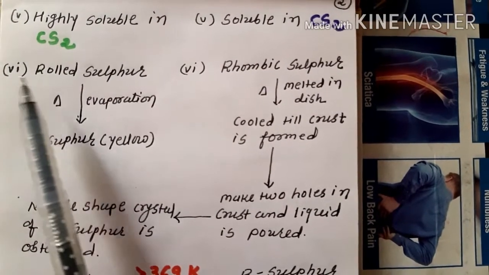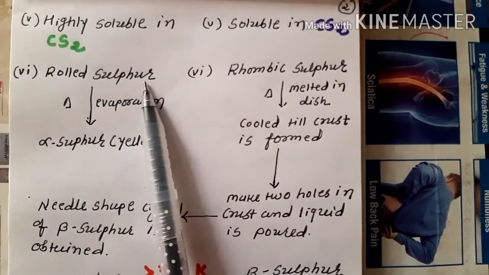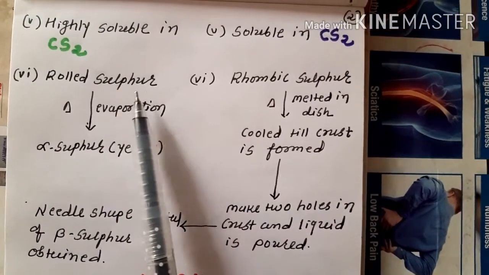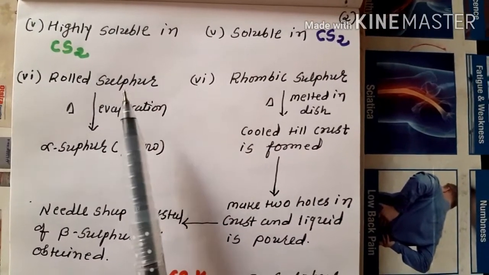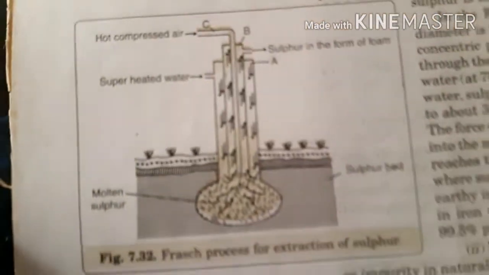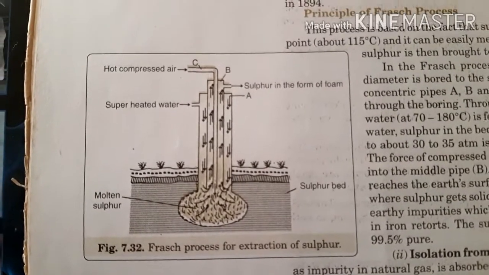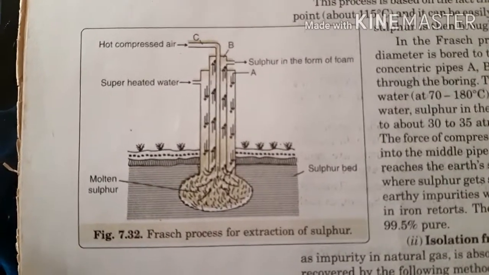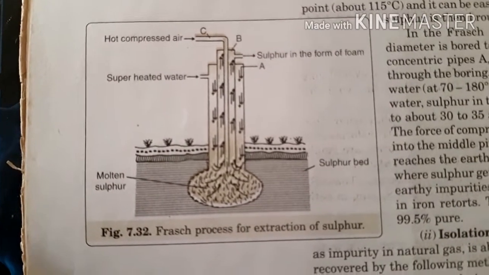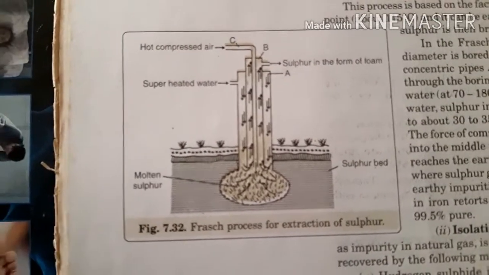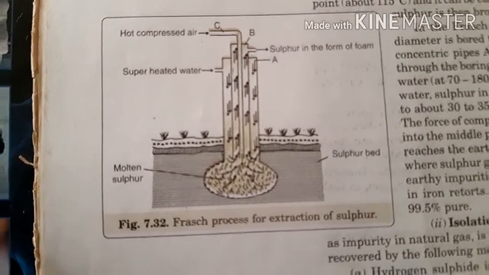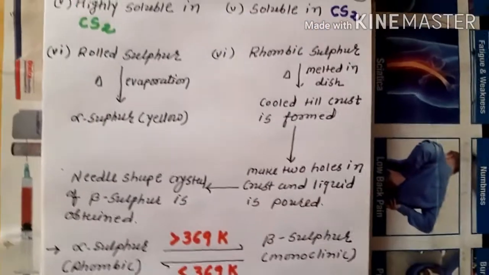How can it be prepared? Rolled sulfur. Rolled sulfur means the sulfur obtained by Frasch process. Already in Gujarat board you have studied in 10th standard. See, sulfur is extracted from land by Frasch process by inserting cylinders, and already it was there in 10th standard syllabus, some important chemicals. So this sulfur is obtained, it is called rolled sulfur. Its shape is roll shape, like a chalk stick.